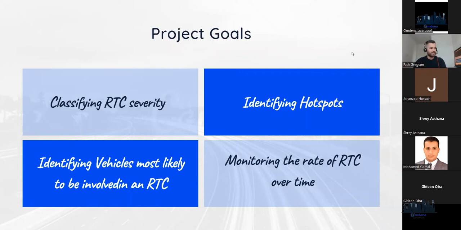We can also identify the vehicles that are most likely to be involved in a road traffic collision. And, time dependent, we could probably create some sort of time series to monitor the rate of road traffic collisions over time. That would be quite interesting as well. Again, we don't have to do them all.